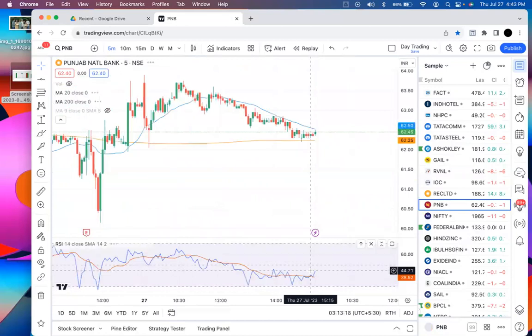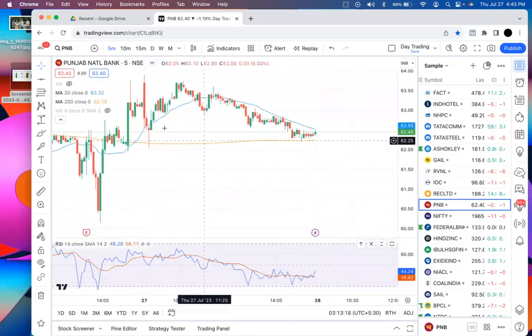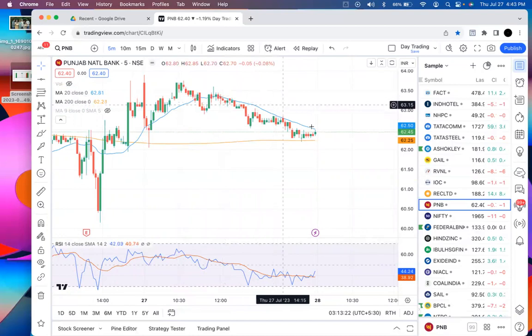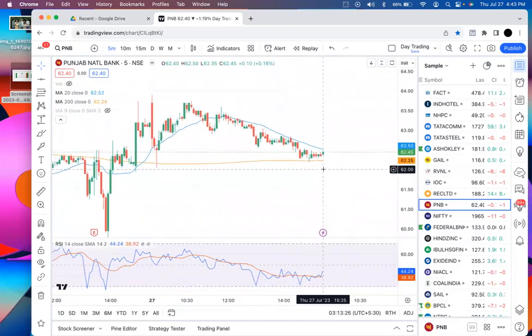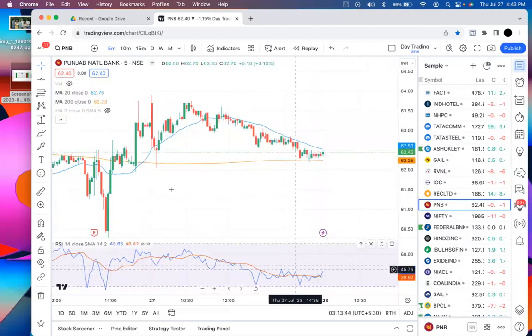Punjab National Bank, all right, again, the 20 has come close to the 200, and we're looking for an upward movement here as well. And the RSI seems to be fairly good, not too far down. All right, these are the stocks that I'm looking at, and these are the ways that I would trade this, looking for the right entry. I've shown you the right position where you want it to be in, and the right indicator is the RSI.